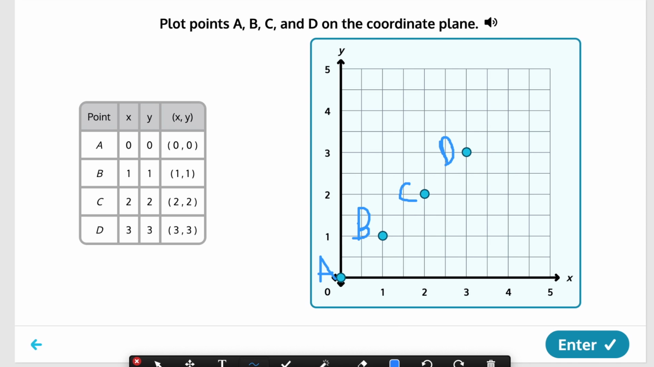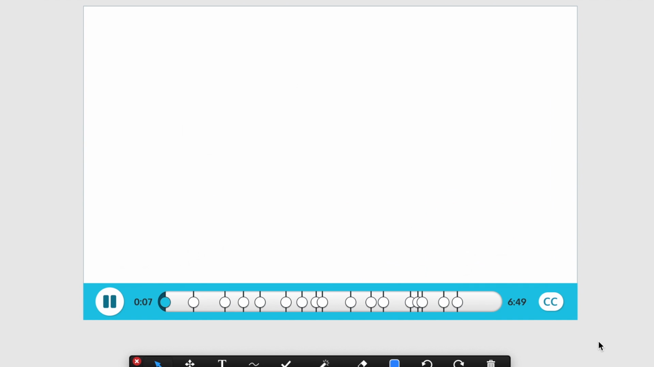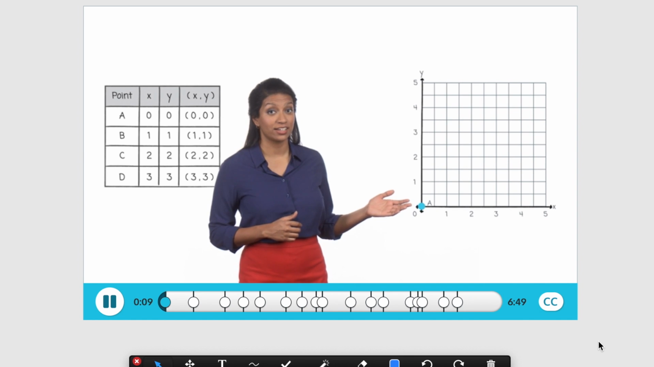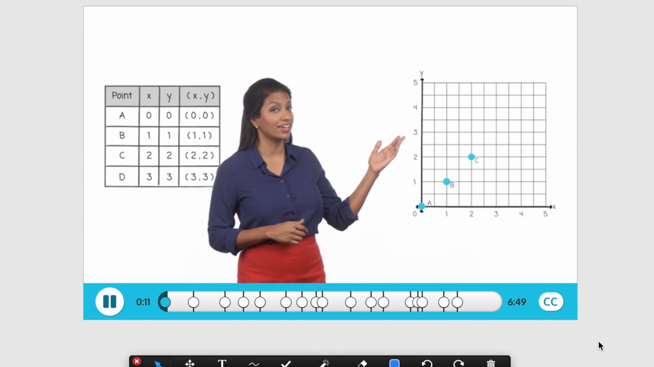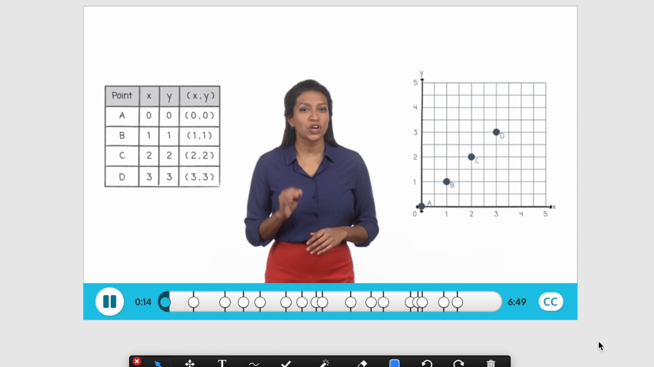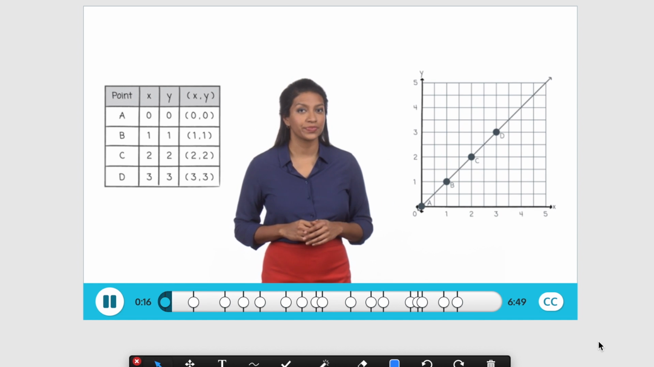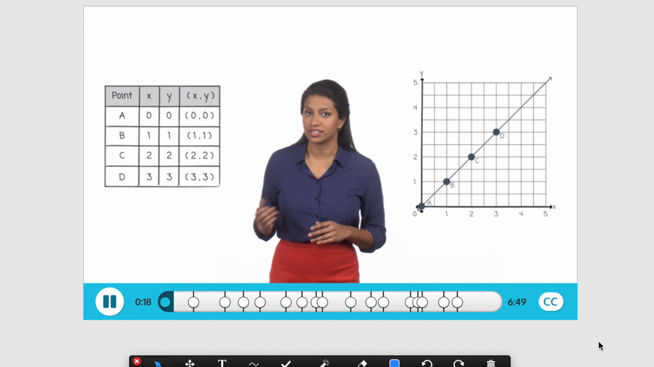So take a second to think, look at our coordinate grid, and what do you notice about these points? What do you notice about this coordinate plane and the points on this coordinate plane? Have your teacher call on you to share out. Here is point A, point B, point C, and point D. I'll draw a line through the points like this. Take a look at all the points on this line.